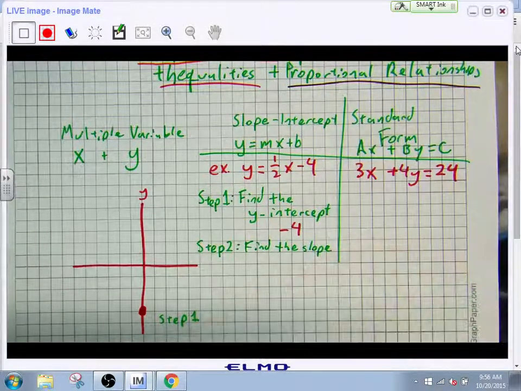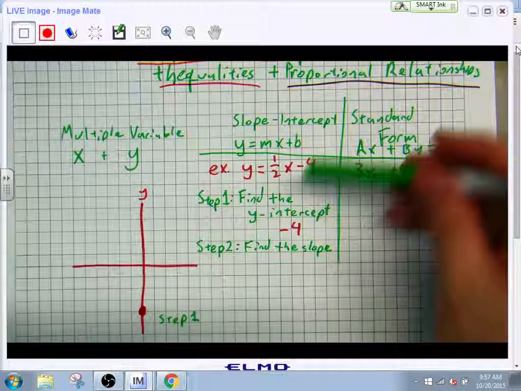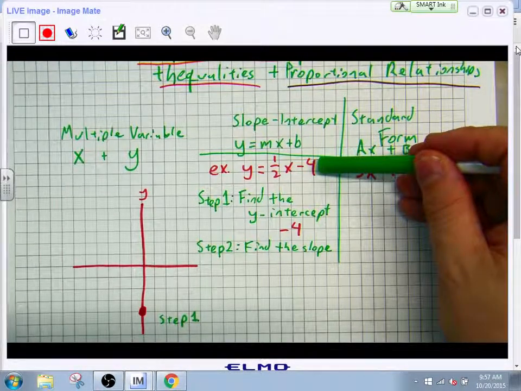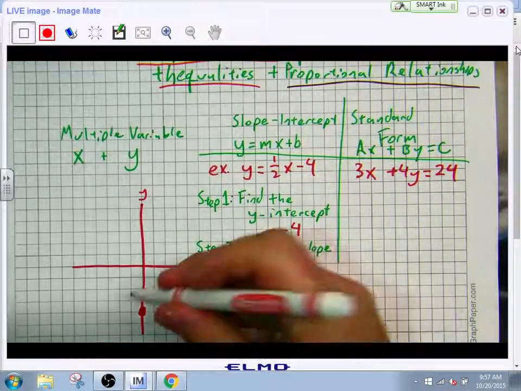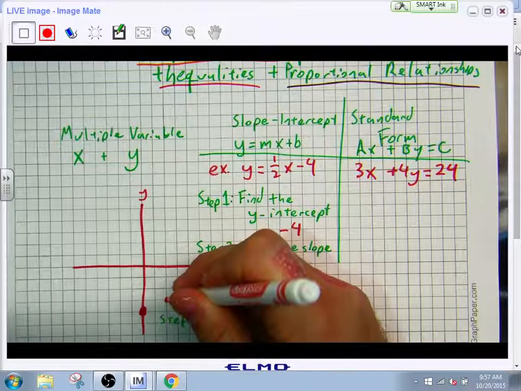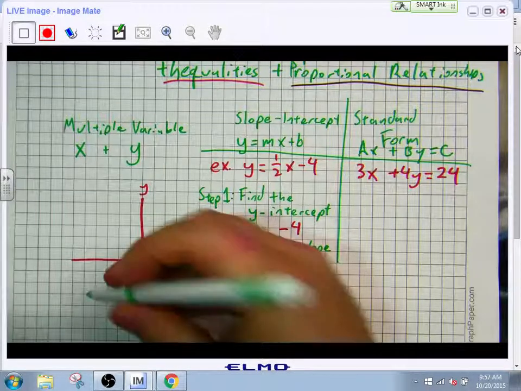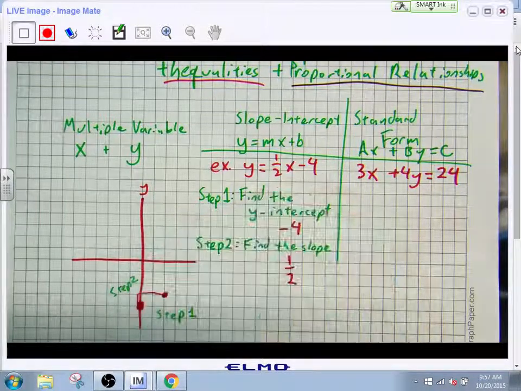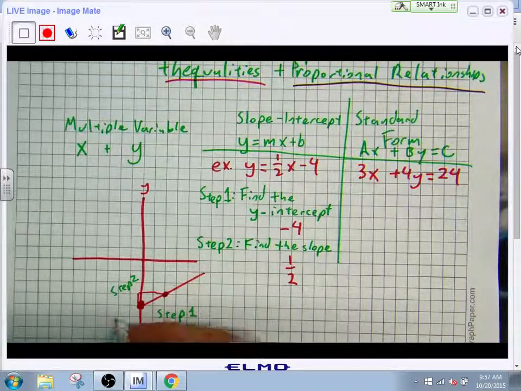So for my example here, y equals 1/2 x minus 4, what's my slope? Colin? For slope-intercept, for this one right here. Okay, that's 1/2, absolutely. So in this case, it's 1/2, and that's telling me to go up 1 over 2, right? So that's step 2. And from that, I have my line, and I am good.